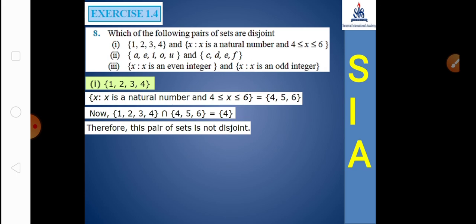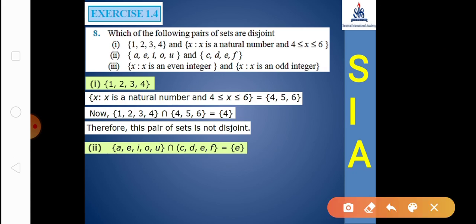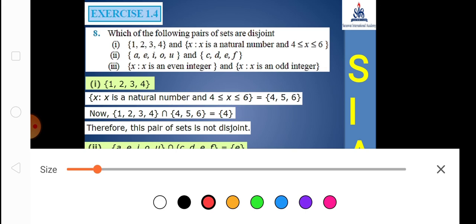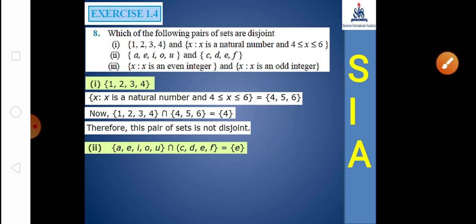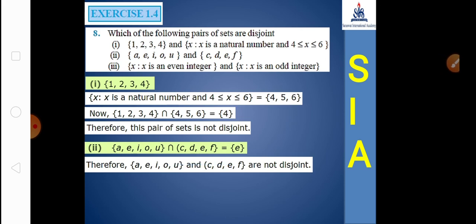Students, I again repeat, disjoint means what? Disjoint means the intersection set. If you get a null set, then it is called disjoint. Second one, A, E, I, O, U, and second, C, D, E, F. Check them. Both intersection is E. Yes, this is also not a null set. So my answer is not a disjoint set. Students, if you get a null set answer, then you can say disjoint set. Null set means there are no common elements between them. So continue, second. Over here, the answer is not a disjoint set.